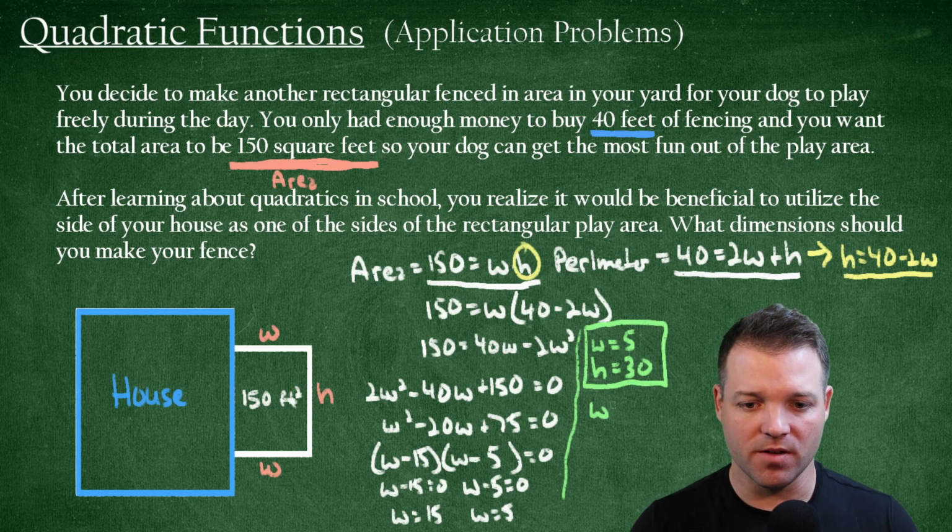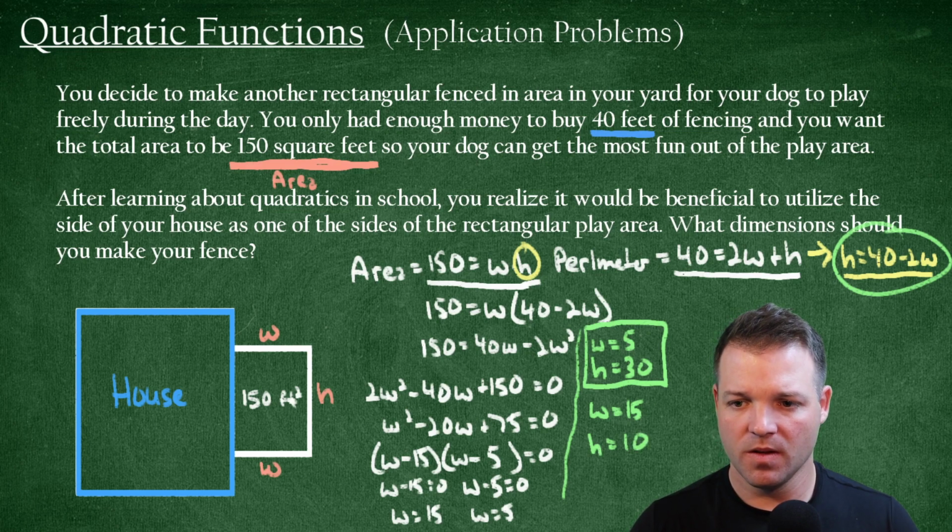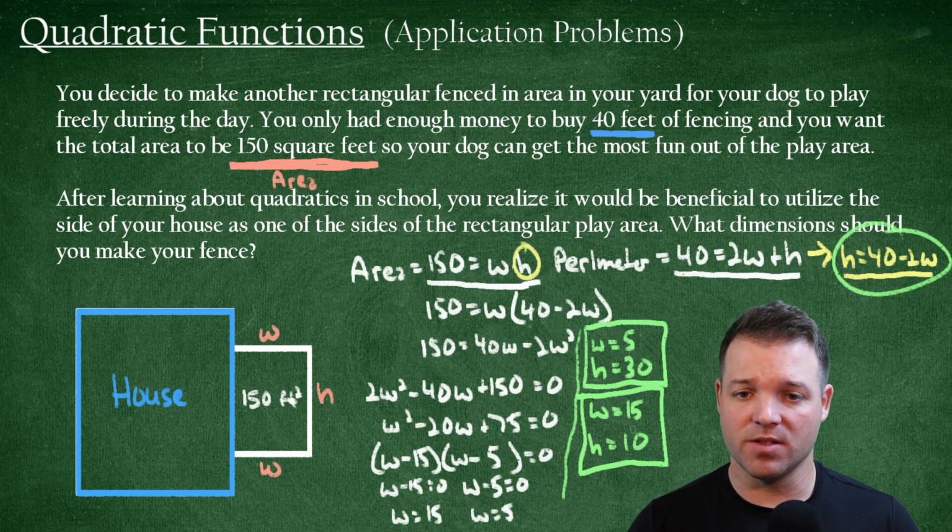Now we have this other solution as well. If w is equal to 15, then what is h in this case? Let's go ahead and plug that w in. So that would be 40 minus 2 times w. And in this case, that's 30, so it would be 10. 40 minus 30 is 10. And again, we're going to double check this. If the width is 15 and the height is 10, and we calculated the area is 15 times 10, 150, the answer again, yes, it is.